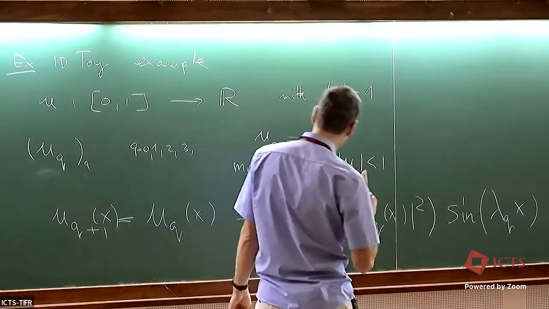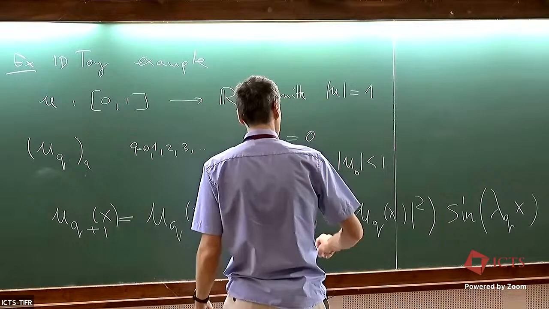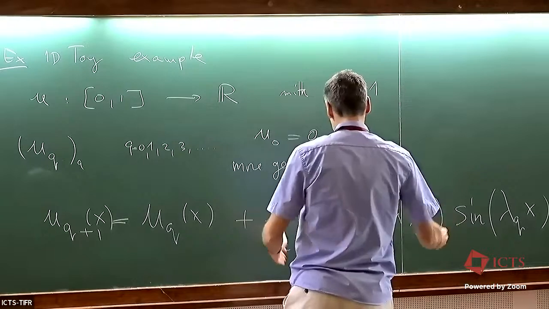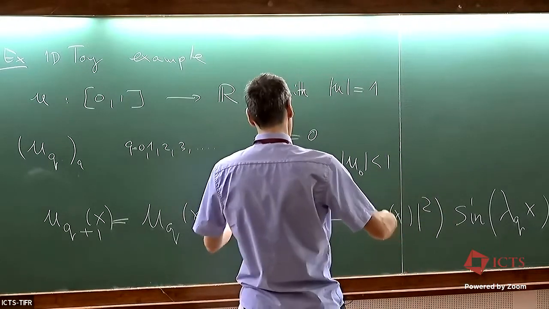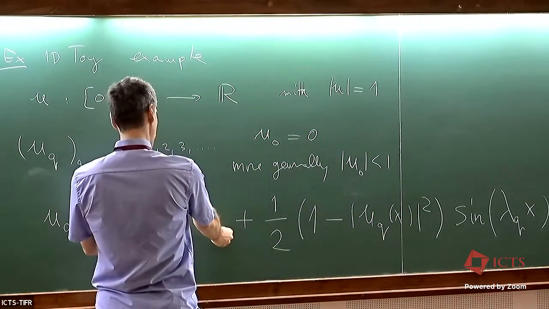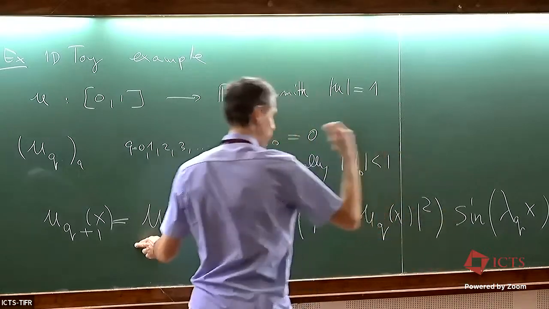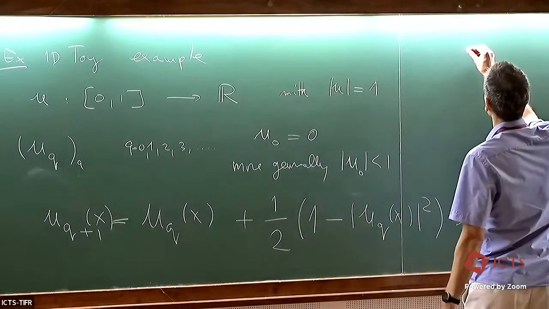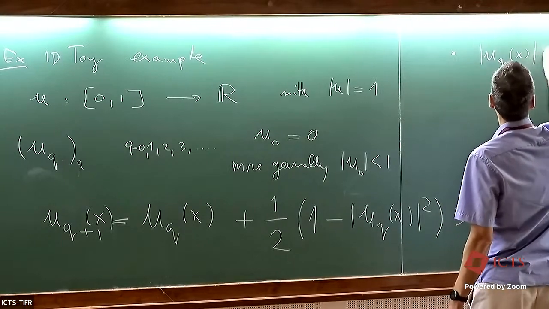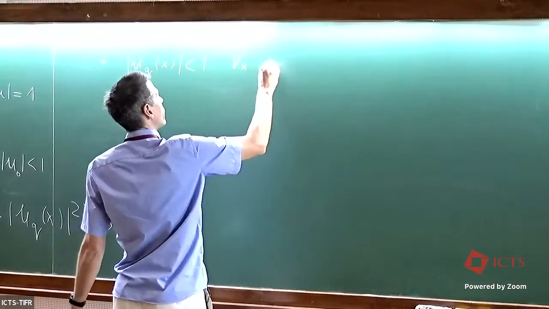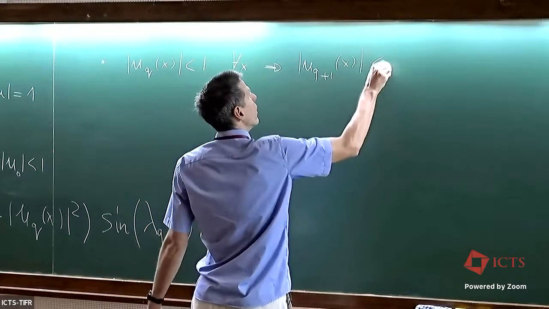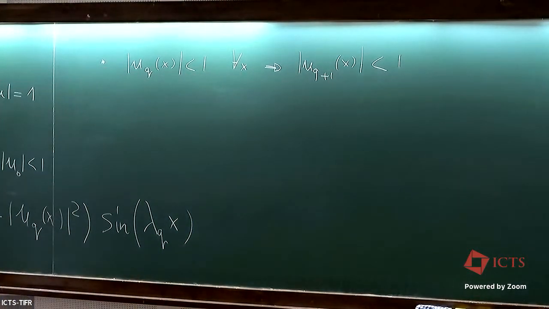There's one thing which I think Camilo will talk about extensively, which is the concept of subsolution. This 1/2 is supposed to achieve that if u_q has modulus strictly less than 1, then u_{q+1} also has modulus strictly less than 1. There's one simple fact that one can check: if this is strictly less than 1 for all x, then also u_{q+1} is. That's a simple fact.